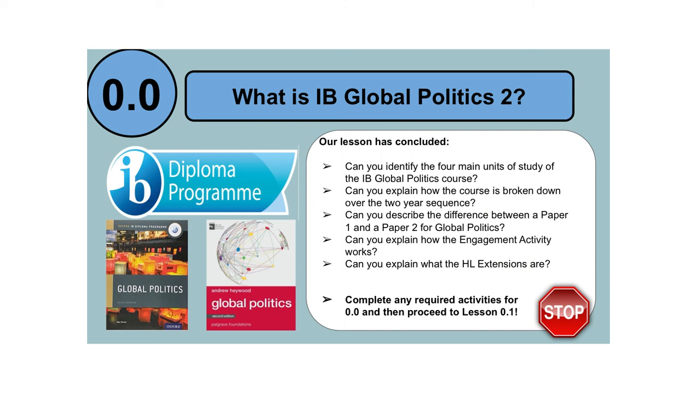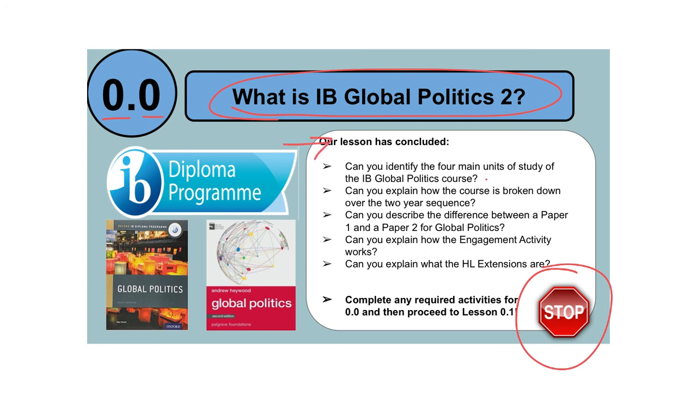This brings us to the conclusion of our lesson. You will always know you're at the very end because there's a big stop sign in the lower corner. This was Unit 0, Lesson 0, and the lesson title was What is Global Politics 2? This slide is exactly like the first slide where we began. At the beginning we had a list of lesson objectives, but now we have turned those objectives into questions.